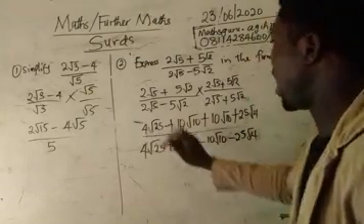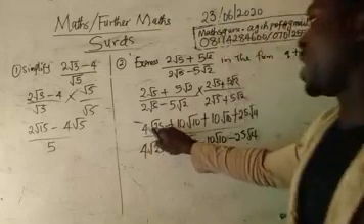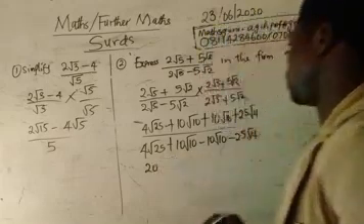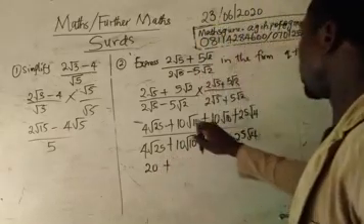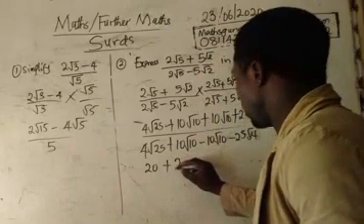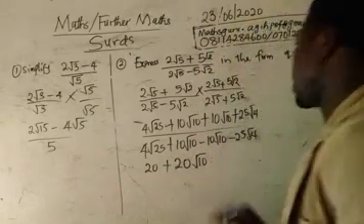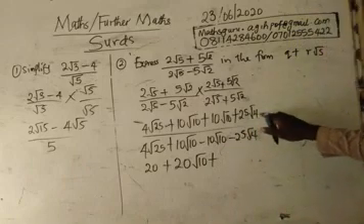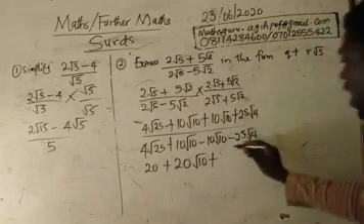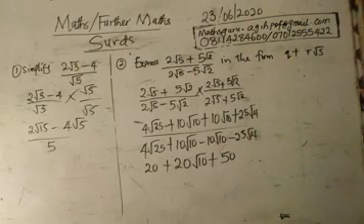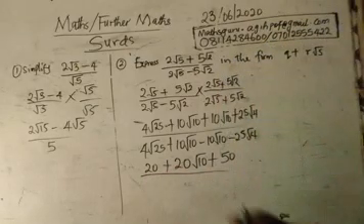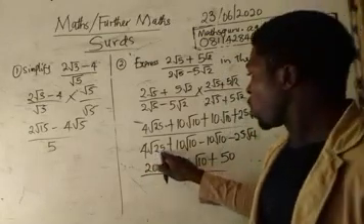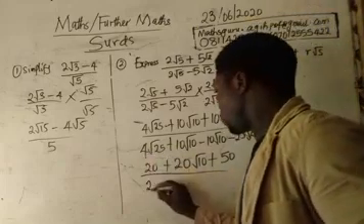4 root 25 is the same thing as 4 times 5. Root 25 is 5. 5 times 4 is 20. Plus 10 root 10 plus 10 root 10 is 20 root 10. Then plus 25 root 4 is the same thing as root 4 is 2, times 25 is 50. Right? Over 4 root 25, root 25 is 5, and 5 times 4 is 20.